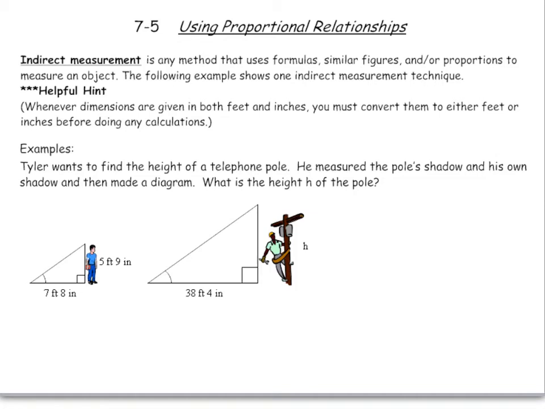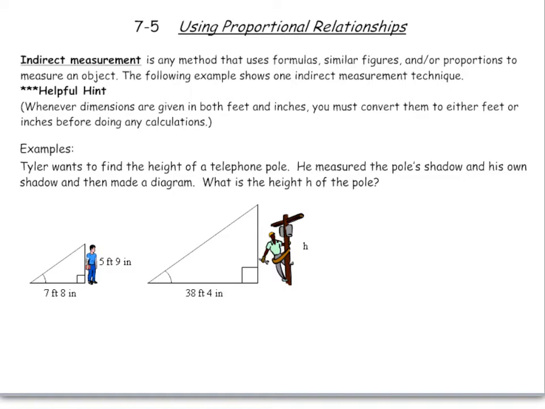All right, 7.5, using proportional relationships. First things first, I wanted to talk to you guys about what indirect measurement means. Indirect measurement is any method that uses either formulas or similar figures or proportions to help measure an object. The example that we're going to do now is a great example of indirect measurement, and this is probably one that you've done before.